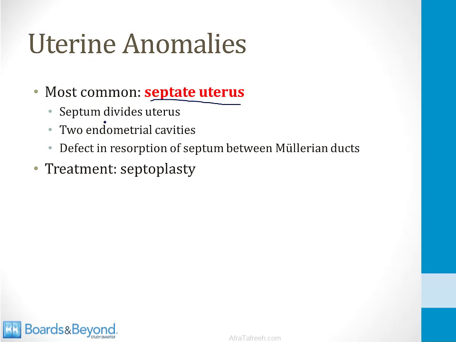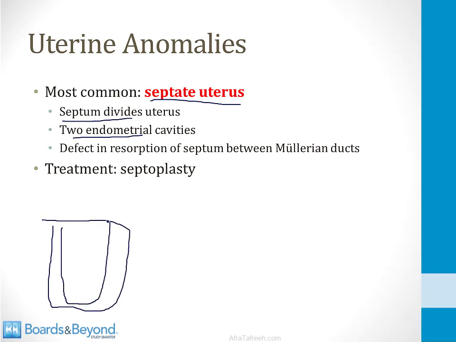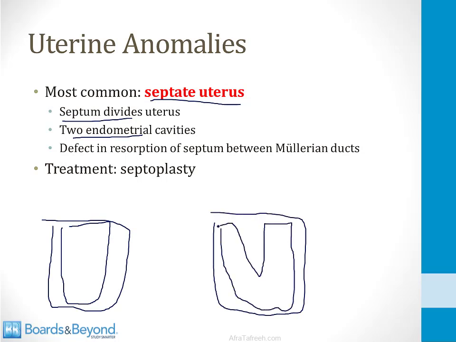It gets its name because in this condition there's a septum that divides the uterus into two endometrial cavities. Basically, a normal uterus is supposed to look something like this with a cavity in the middle. In a septate uterus, what you have is a septum dividing the uterus into two cavities like this. This occurs because this septum in the middle is supposed to be resorbed during development. It's a remnant of the two Mullerian ducts, and if it's not resorbed, it leaves this septum down the middle. And this can potentially be treated with a surgery called septoplasty, where they cut out the septum.